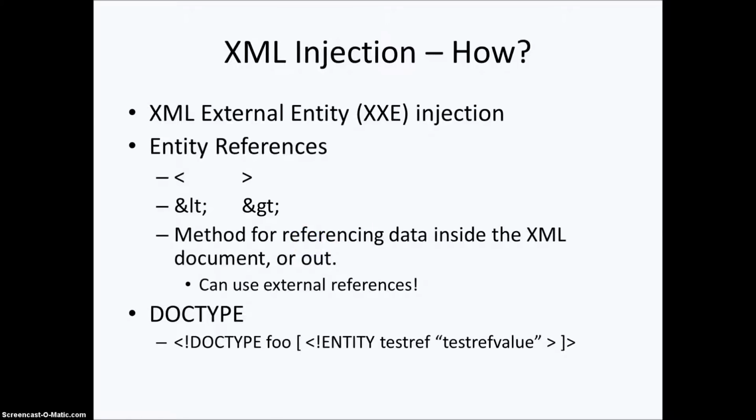XML will actually let us define our own custom entities. At the beginning of an XML document, you can use the DOCTYPE element to define your own custom entity. So for example here, you can create an entity called test_ref with the value test_ref value. When a parser sees this, it's going to replace any occurrence of test_ref with its string value, test_ref value.